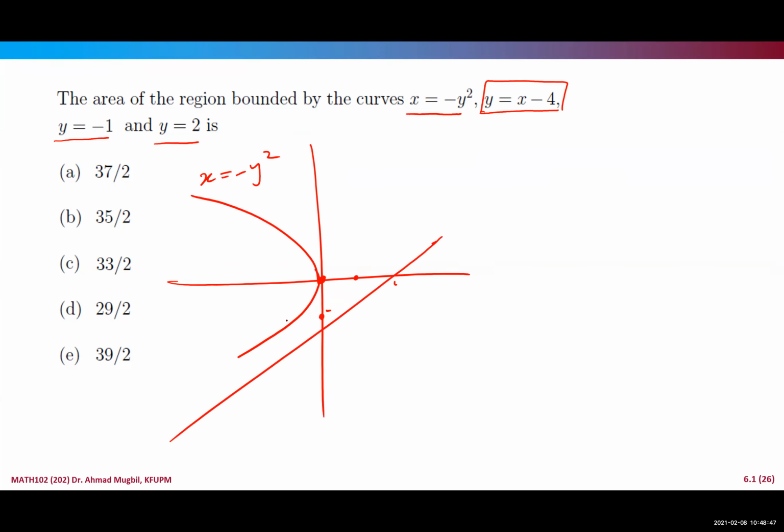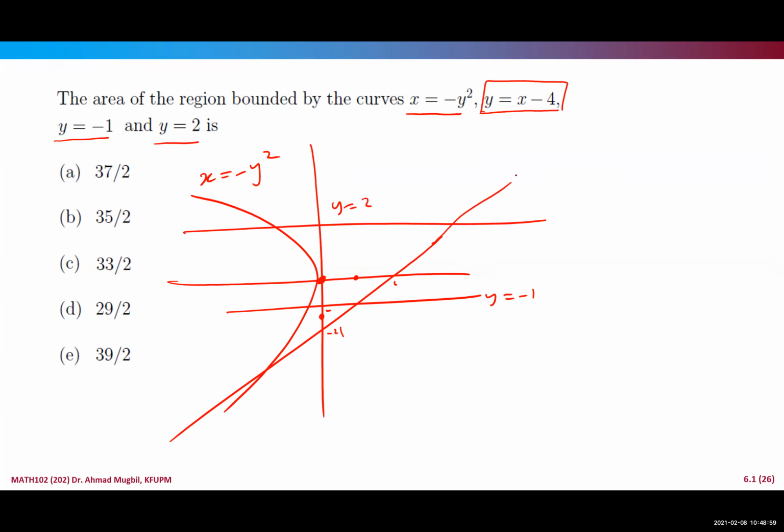We need a graph that is like this. This is y equals -4. This is y equals -1, and y equals 2. Let's say this is y equals 2. Now extend the line. Now, where is the region that we want to find the area of?